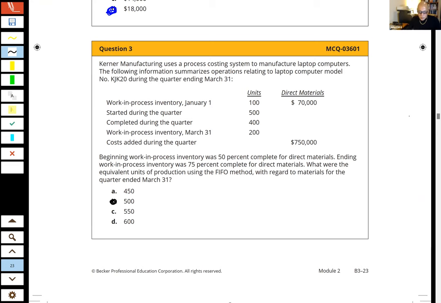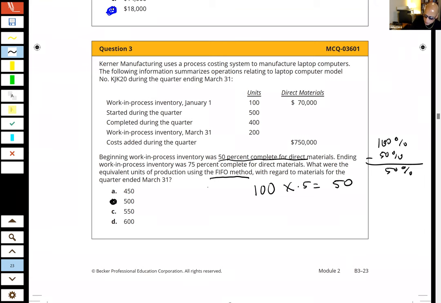Okay, so they're just giving us the materials here that we have to deal with. Of course, we'd also have to do conversion costs if we were actually doing this, right? Now they tell us we're using the FIFO method. So under the FIFO method, we're only going to give ourselves credit for what we did this period, right? So if we had work in process of 100, and those units were 50% complete, then 100% minus the 50% means that we only did 50% of the work this period. So we're going to multiply that times 0.5, and for the beginning inventory, we're just going to give ourselves credit for 50 equivalent units.